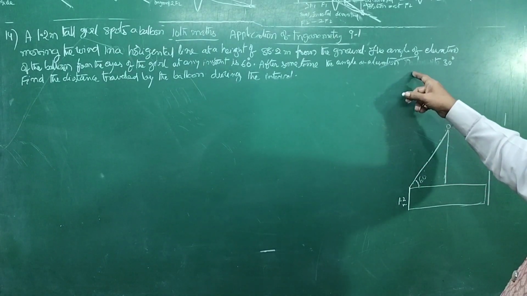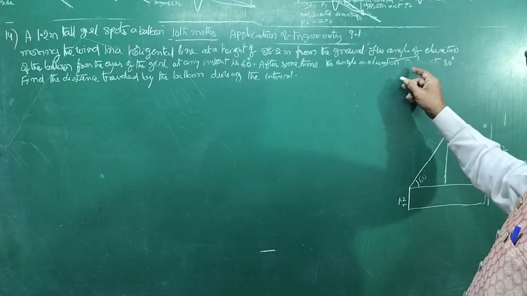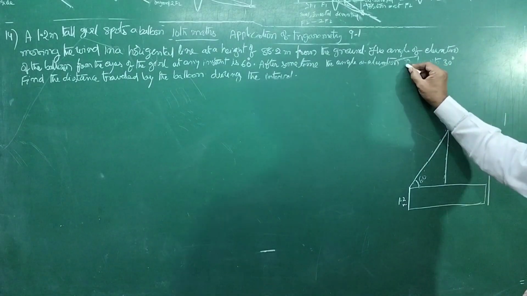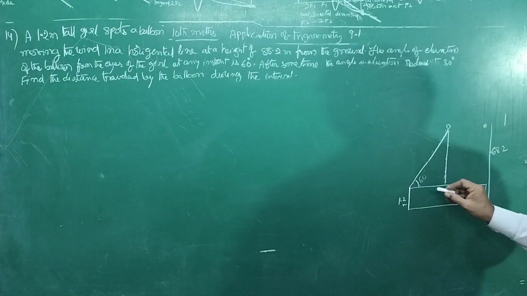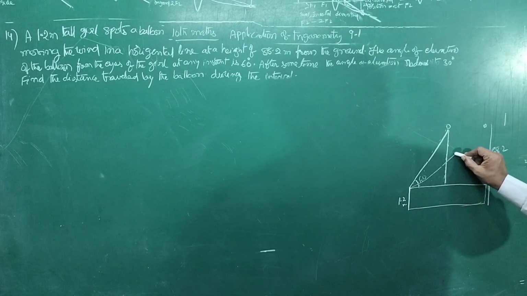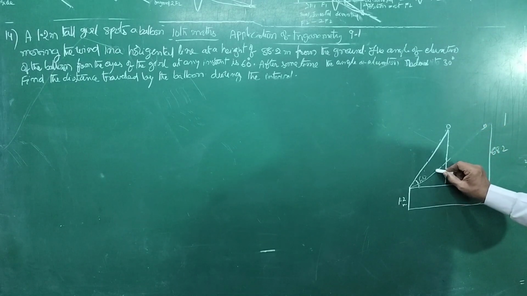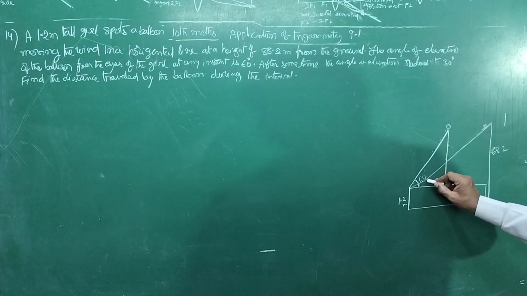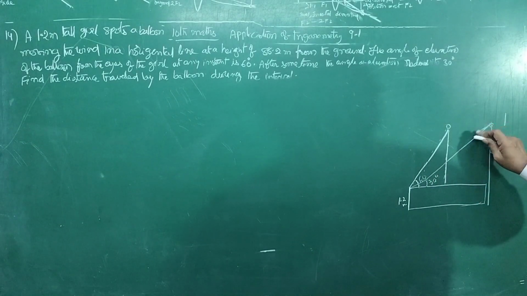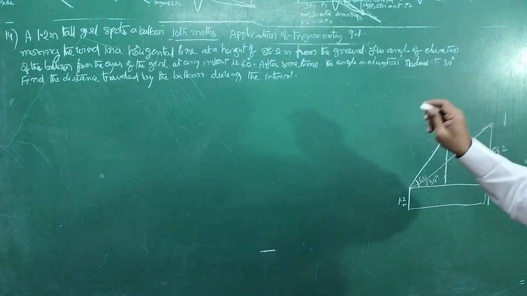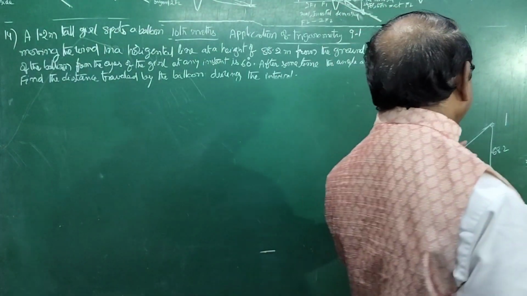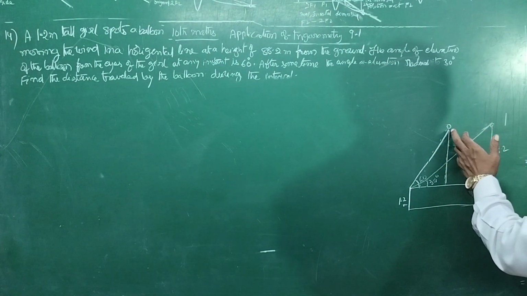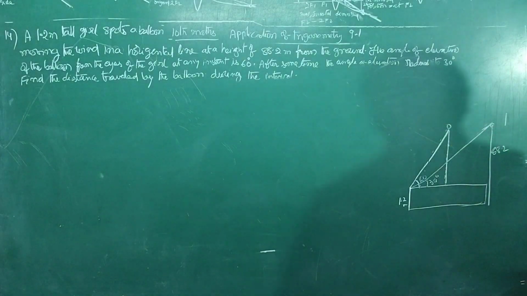After some time, the angle of elevation is reduced to 30 degrees. Later, she saw the balloon here. Now find the distance traveled by the balloon during that interval, from here to here. That is the distance we have to find out.